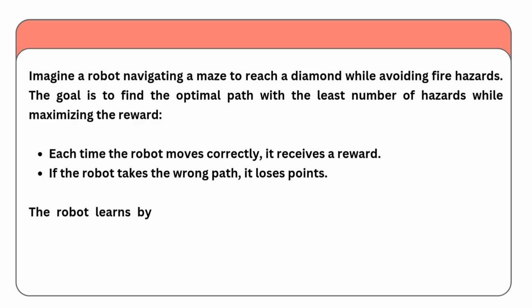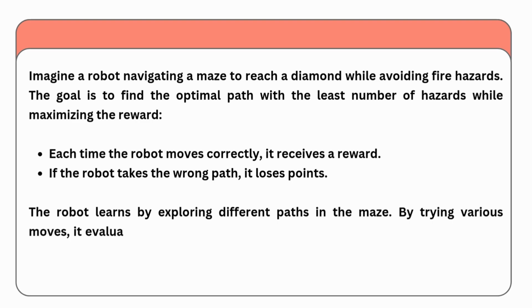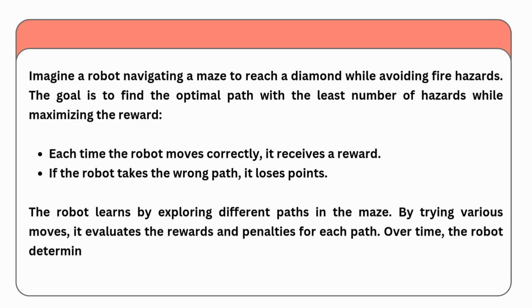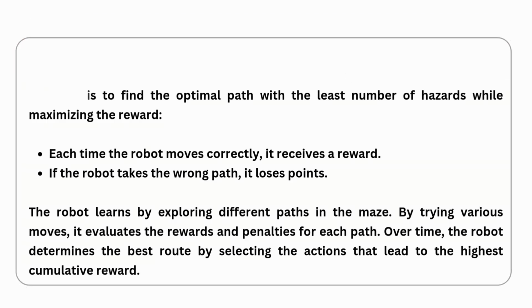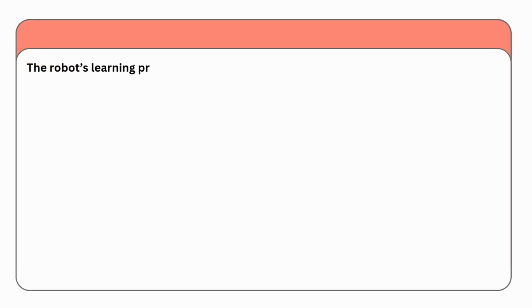The robot learns by exploring different paths in the maze. By trying various moves, it evaluates the rewards and penalties for each path. Over time, the robot determines the best route by selecting the actions that lead to the highest cumulative reward. The robot's learning process can be summarized as follows.